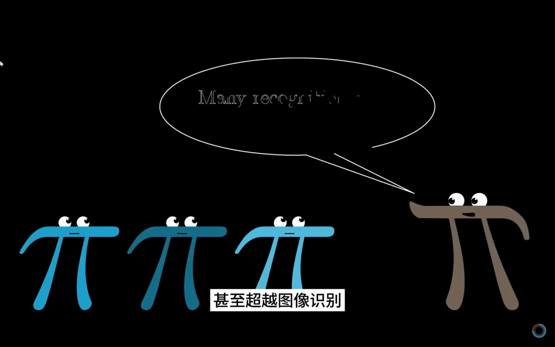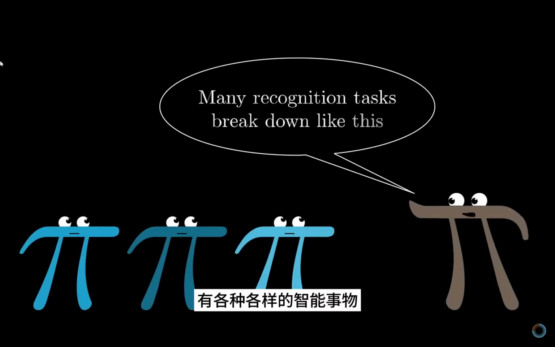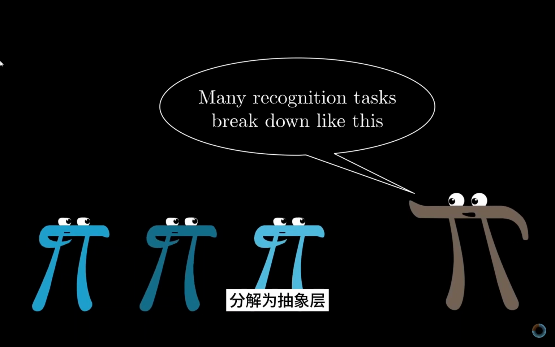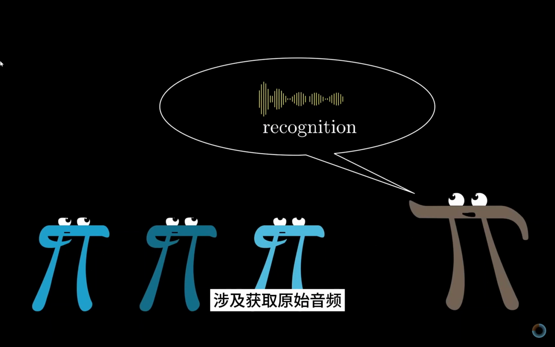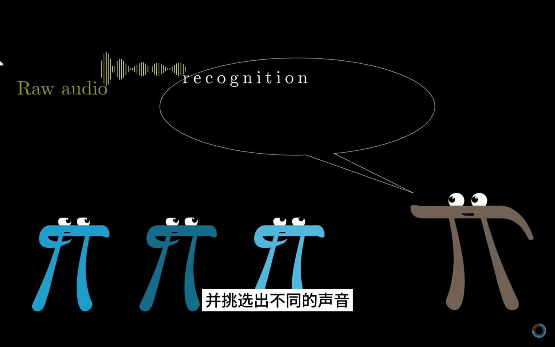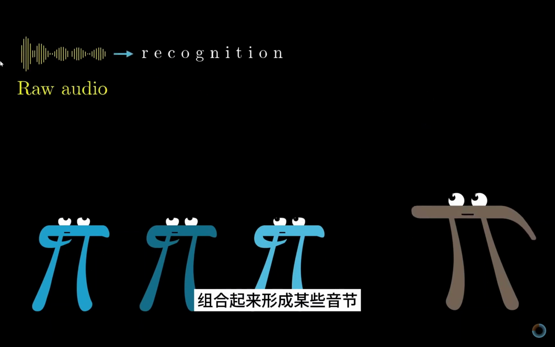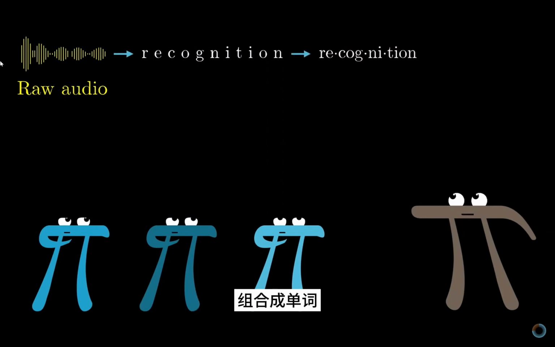And even beyond image recognition, there are all sorts of intelligent things you might want to do that break down into layers of abstraction. Parsing speech, for example, involves taking raw audio and picking out distinct sounds, which combine to make certain syllables, which combine to form words, which combine to make up phrases and more abstract thoughts, etc.